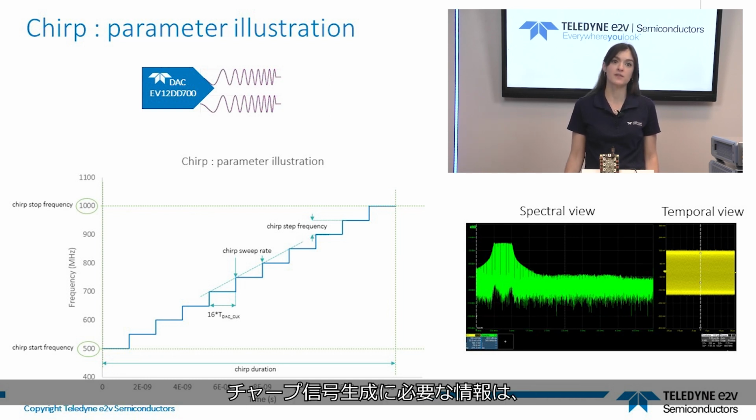What needs to be specified for the chirp is the start and stop frequencies, the frequency step between samples, the sweep rate expressed in Hz per second, the reset state, the trigger mode, and the amplitude set by the DDS amplitude parameter. Now that we have a good overview of the chirp feature, let's get started.